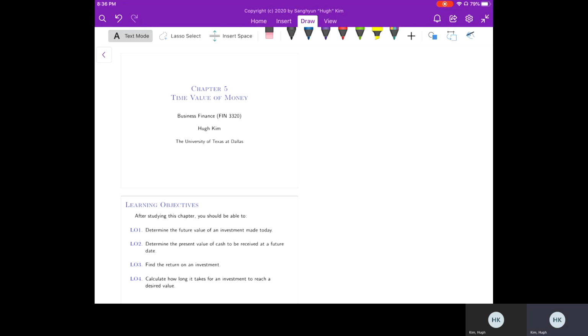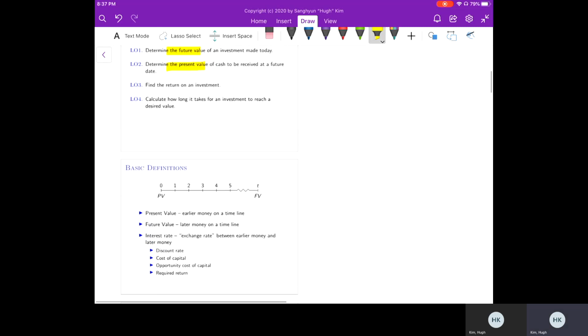Okay, in this chapter, we're going to study chapter 5, time value of money. And time value of money is one of the most important topics in finance. So in this lecture, we're going to learn how to determine the future value of an investment made today. And also we're going to learn how to determine the present value of cash to be received at a future date. And also we're going to study how to find the return on investment and learn how to calculate how long it takes for an investment to reach a desired value.